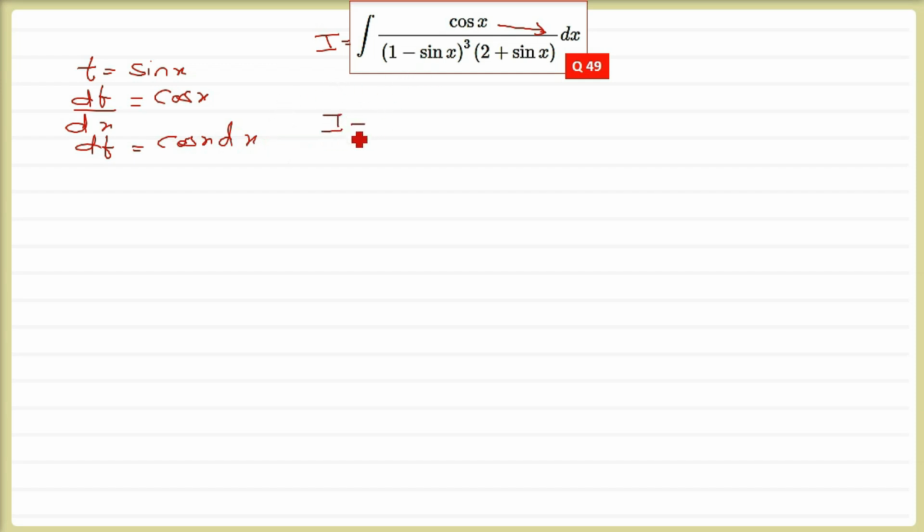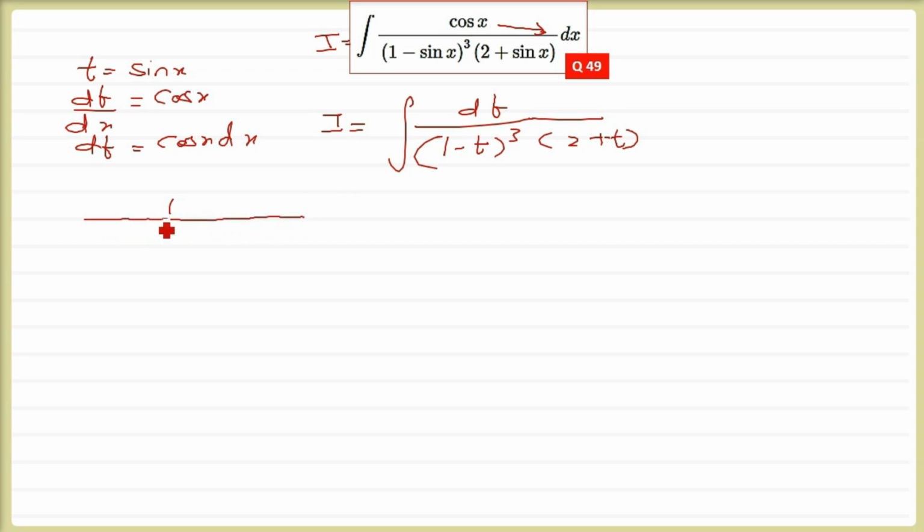So this integration, after taking t equals sin x, will be like this: dt over (1 minus sin x) whole cube, that is (1 minus t) whole cube, and this will be 2 plus t. Now the important thing here is that 1 minus t is not just 1 minus t, or 1 minus t square, it is (1 minus t) whole cube. For that we have to do a different approach for the partial fraction. So let me write this: 1 by (1 minus t) whole cube, (2 plus t).